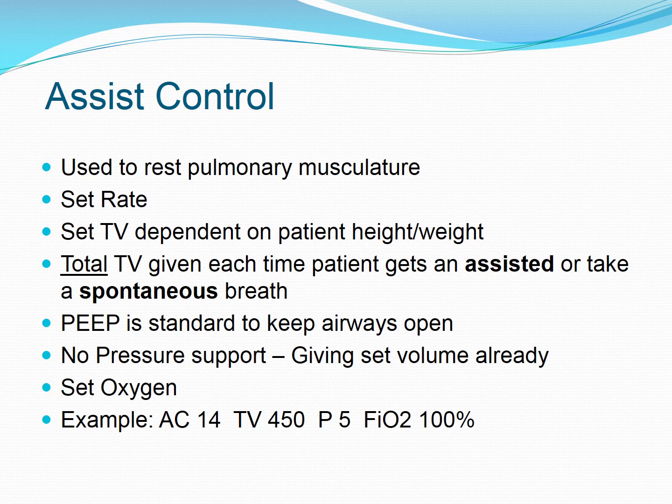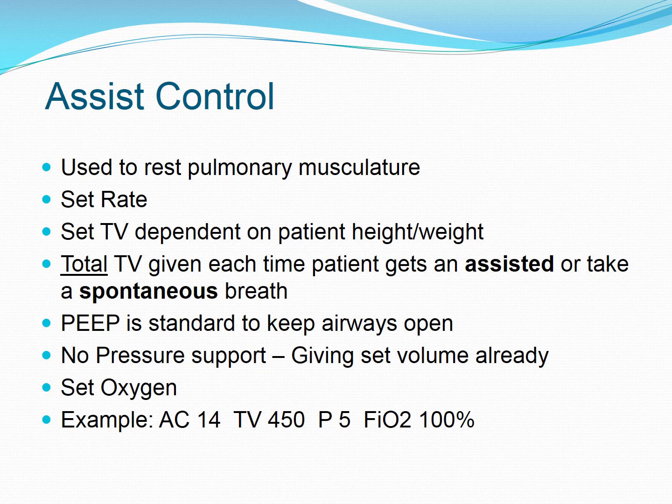You also need to have a set tidal volume, and as I mentioned earlier, this is usually based on the patient's height and weight. And we try to keep the tidal volumes a little bit lower so that we don't have to worry so much about complications from too much tidal volume. So the tidal volume in the example below is 450. One of the things that you're going to notice with assist control, and I'll show you in the next slide, is that the patient is allowed to take their own breath when they're on assist control.